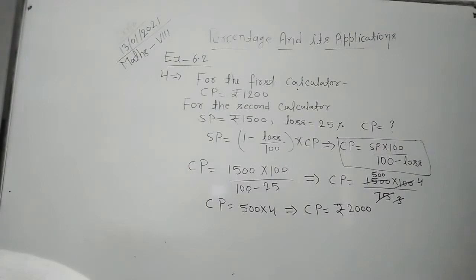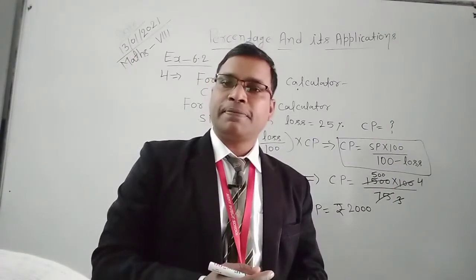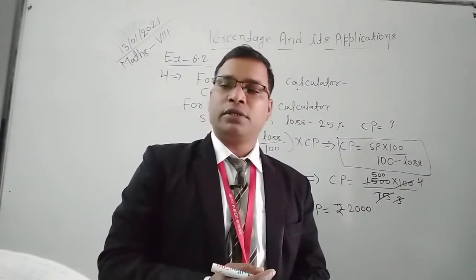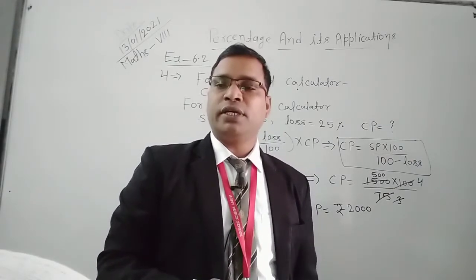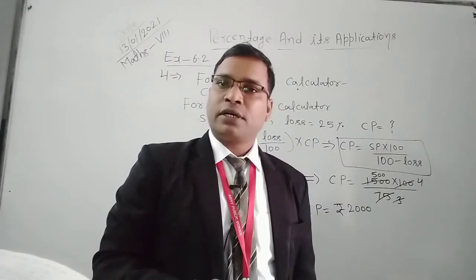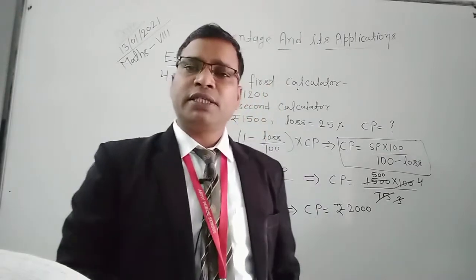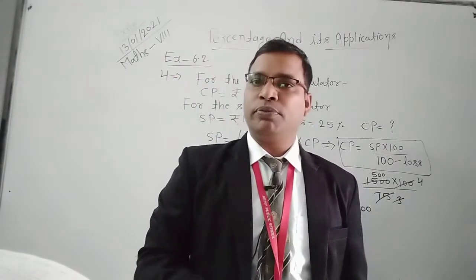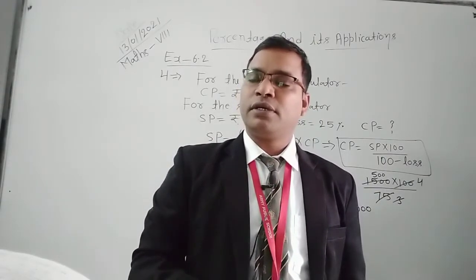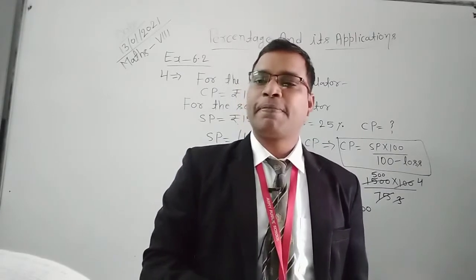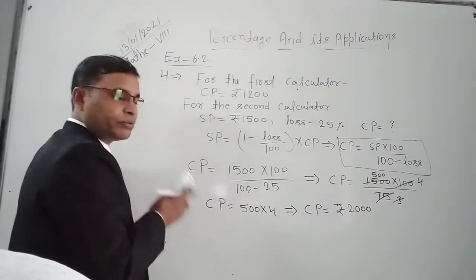Now, after this we find the total CP, the total cost price of both calculators. The cost price of the first calculator is 1,200 and the cost price of the second calculator is 2,000 rupees. So in this way you can say the total cost price of the two calculators is 3,200 rupees. Clear?